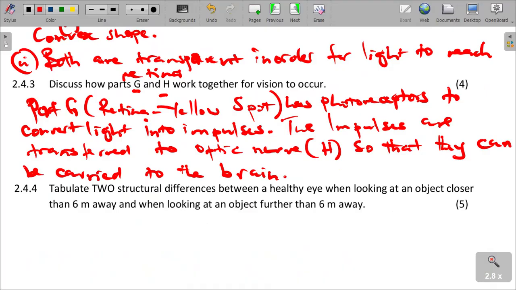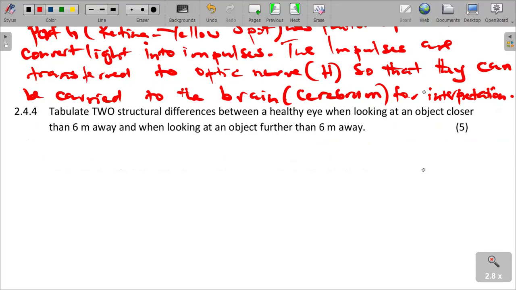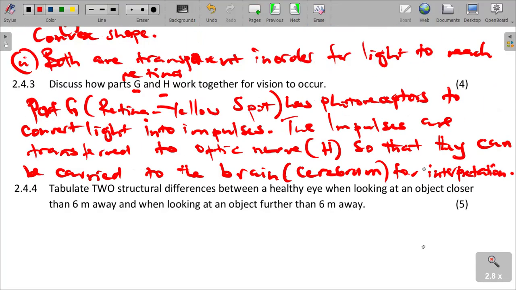So questions such as those are very important for us to understand. We need to know that the impulses are carried to the cerebrum, which is the brain, for interpretation. Therefore, we can talk about the functioning of this. We can talk about those as a function.